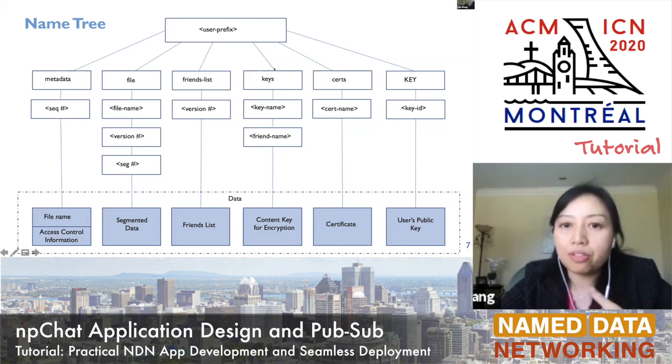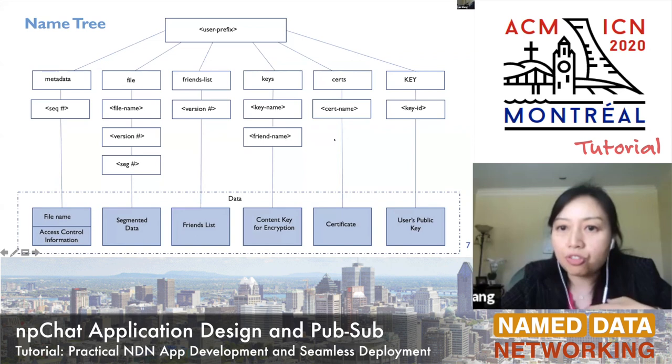And the fourth branch is keys. This branch contains only content keys that are used to encrypt this particular user's data. And because sometimes content is only shared with specific friends, for those kinds of content keys, you also attach the specific friend's name to the end of the key name.